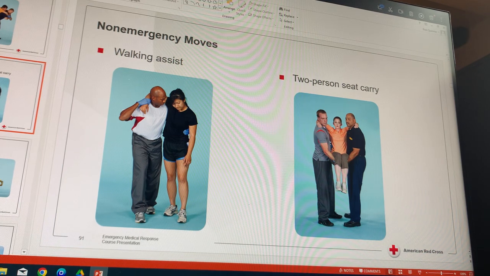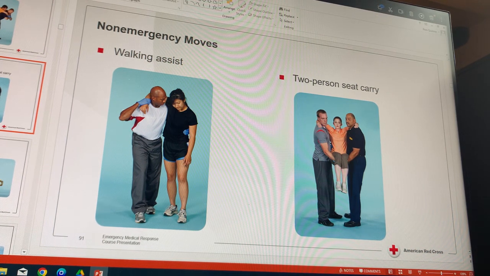Two-person seat carry. The two-person seat carry is a method of moving a patient that requires a second responder. To perform the two-person seat carry, put one arm under the patient's thighs and the other across the patient's back. Interlock your arms with those of a second responder, under the patient's legs and across the patient's back.